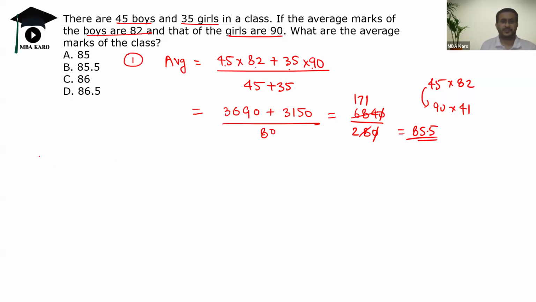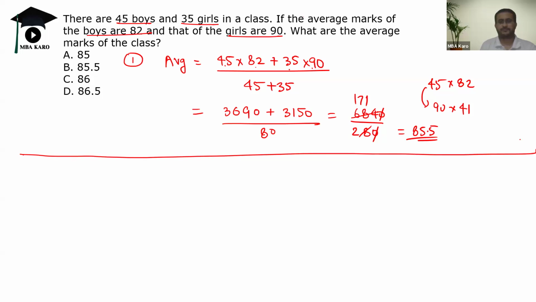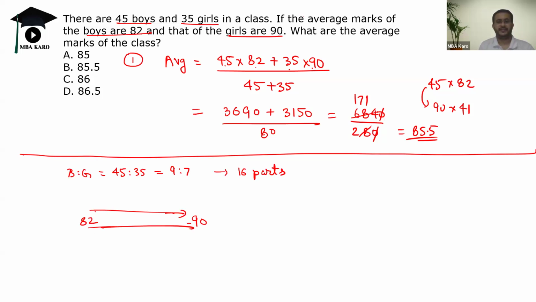Okay, the second approach that we learned in the previous question. Boys ratio girls, what is it? 45 ratio 35, that is 9 ratio 7. So what we will do? We will make 16 parts. This is 82, this is 90. The total difference is 8. 8 by 16 is 0.5 per part.